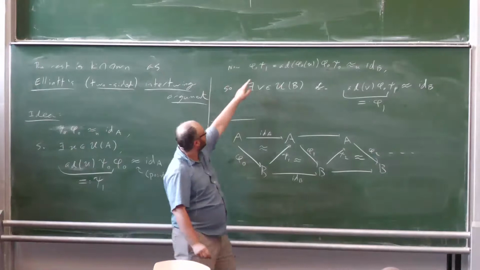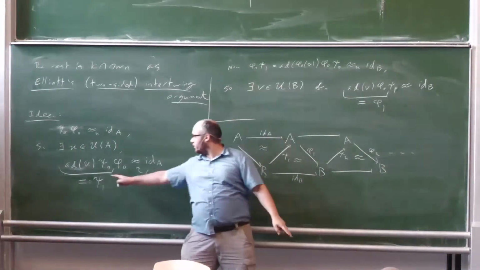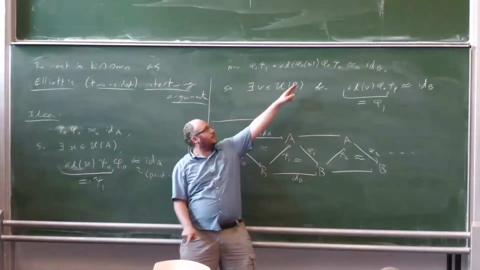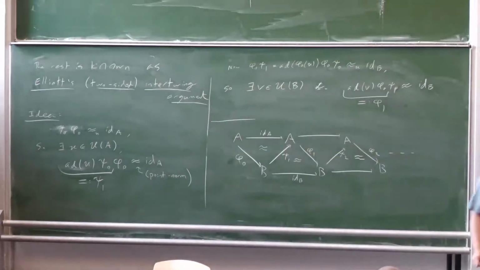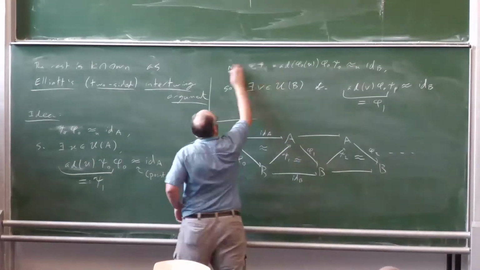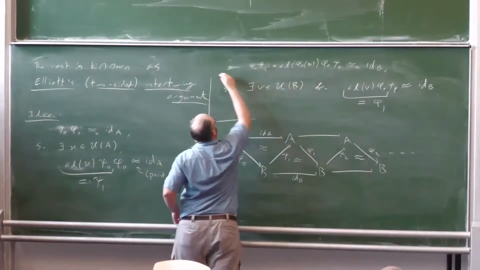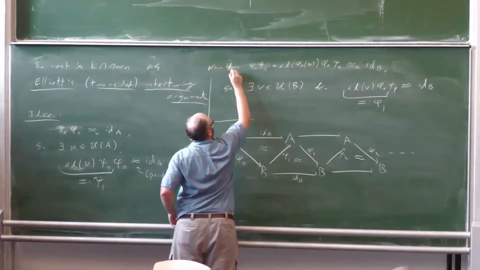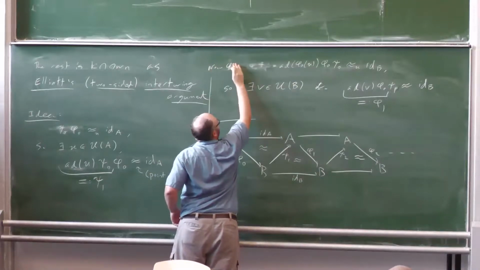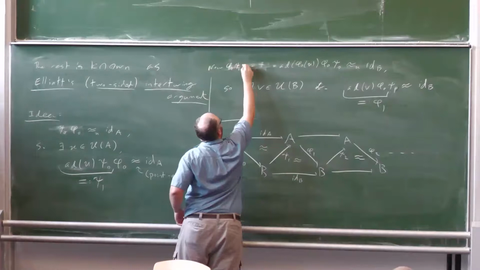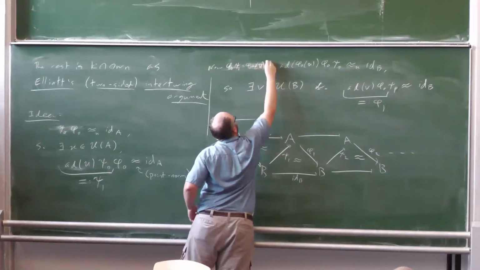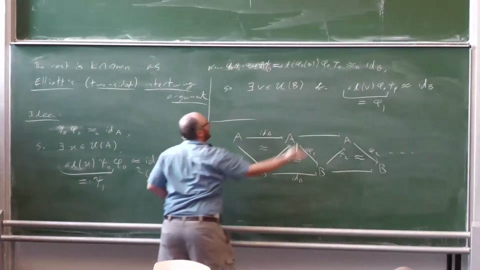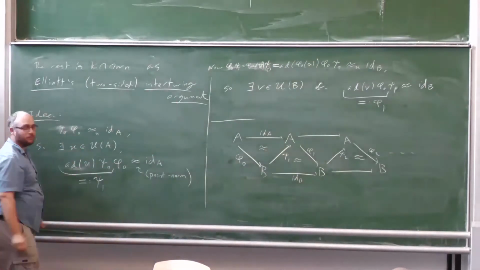Oh, you're right. Psi 1 is ad u psi naught, and then pull the phi past the ad. Yeah, sorry. The question was, where was that coming from? Let me just throw another step in. Phi naught psi 1 is phi naught ad u psi naught, and then when you pull the ad past the phi naughts, yeah.